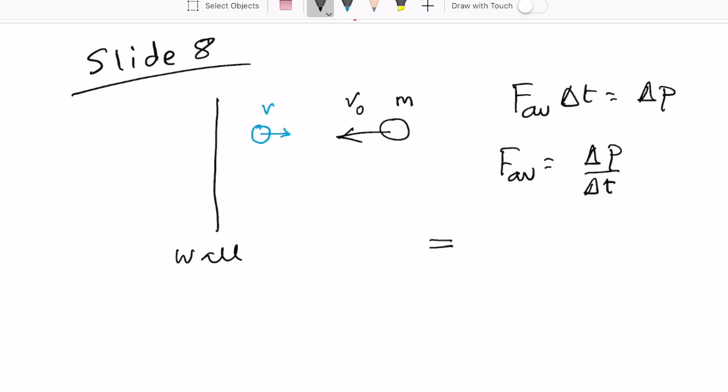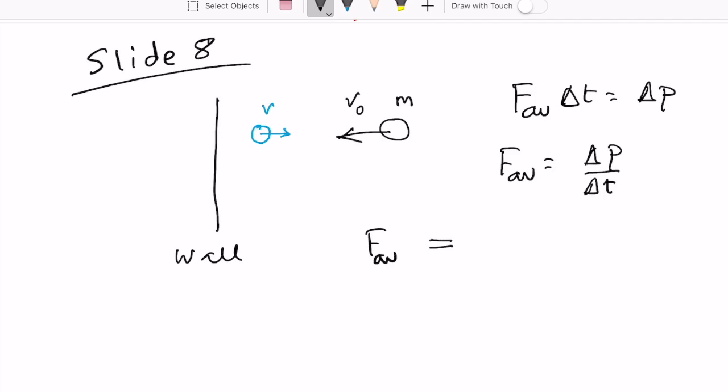And this is all one-dimensional, so I'm not bothering to put the vector signs. Strictly speaking, I should have had a vector sign on top of the F average and a vector sign on top of the p here, but everything is one-dimensional, so we don't really need the vectors. We can just keep track of directions using plus or minus signs. So let's calculate F average.